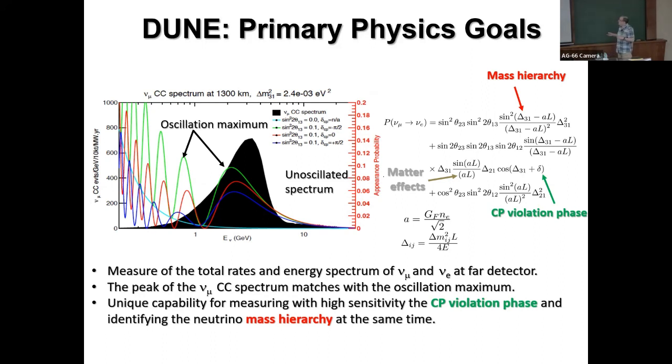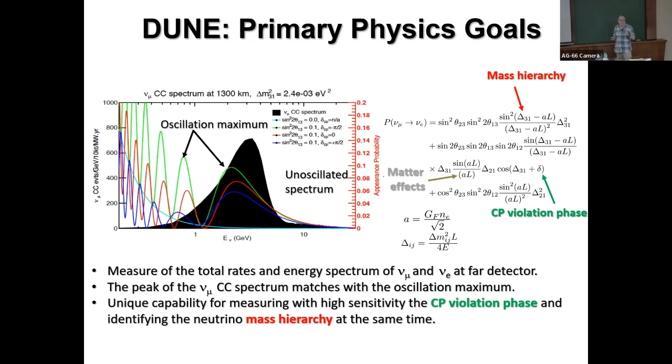So in this case, you can see, for instance, this is corresponding to delta CP minus pi over 2, and the blue one is the case of delta CP plus pi over 2. So you can see clearly the big difference. So it's going to be very sensitive to that.